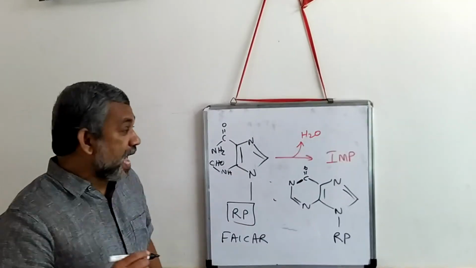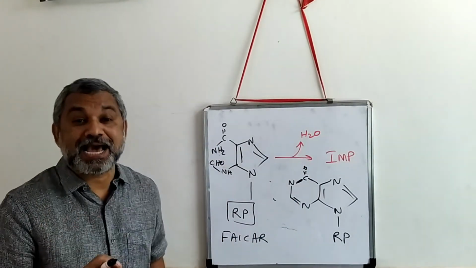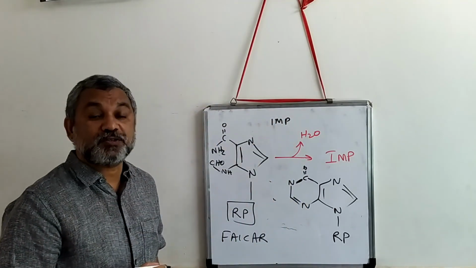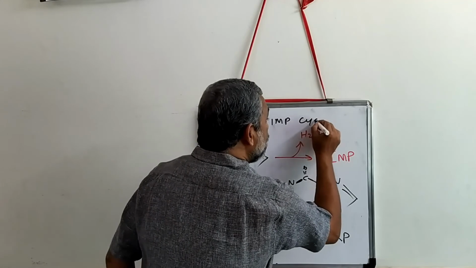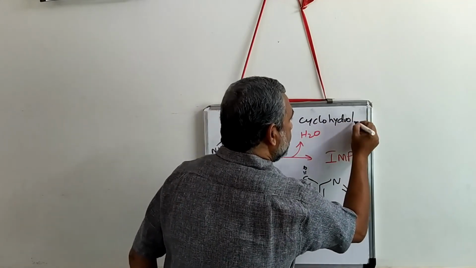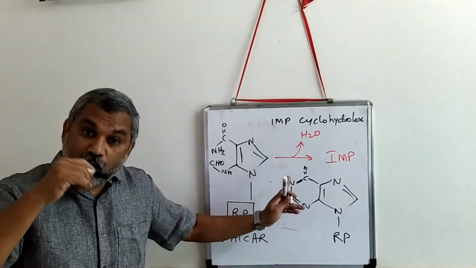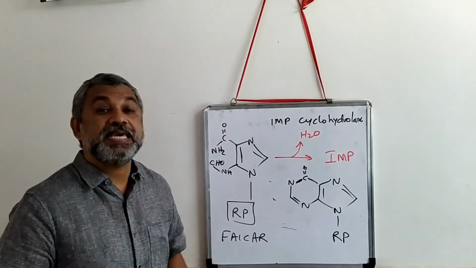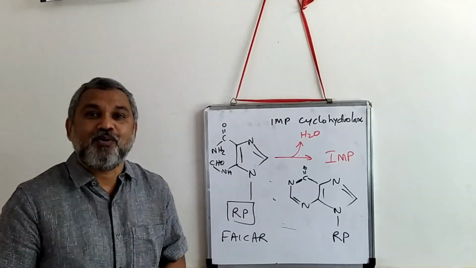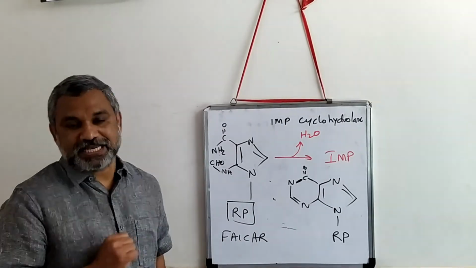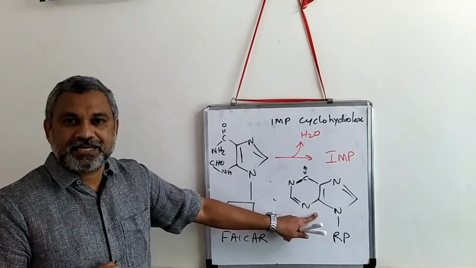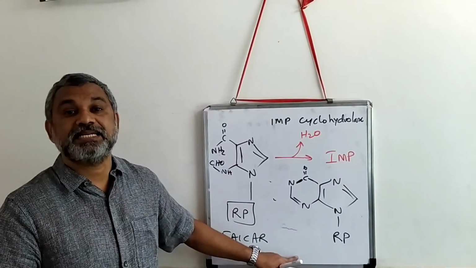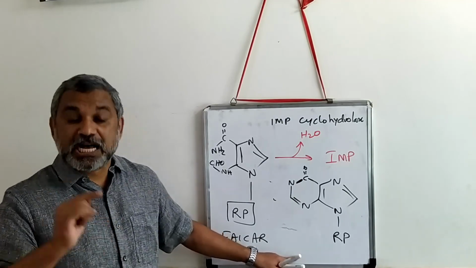Now this particular step is catalyzed by an enzyme known as inosine monophosphate cyclohydrolase. Why cyclohydrolase? It is forming a cyclic structure. At the same time, it is removing a molecule of water. So the enzyme is inosine monophosphate cyclohydrolase. So you have this product. It is from this product that the cells will create AMP as well as GMP.